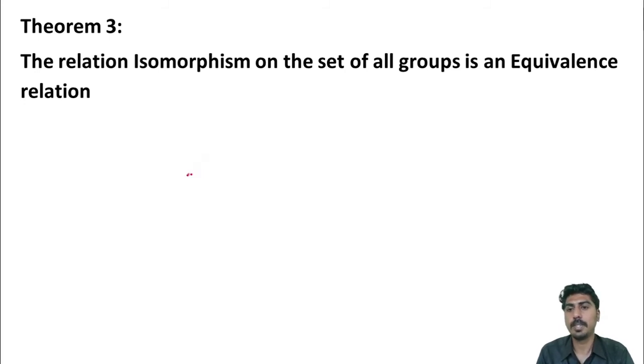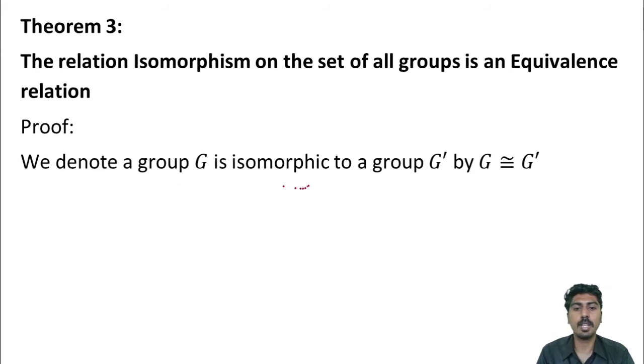Consider the next theorem. The relation isomorphism on the set of all groups is an equivalence relation. We denote that group G is isomorphic to group G' by this symbol, read as G isomorphic to G'. To show that this relation is an equivalence relation, we have to prove 3 conditions. The first condition is that the relation is reflexive. Next, we have to show that the relation is symmetric. And finally, we have to show that the relation is transitive.